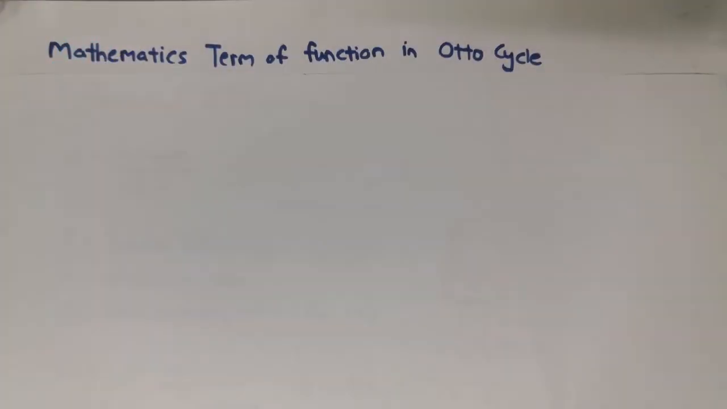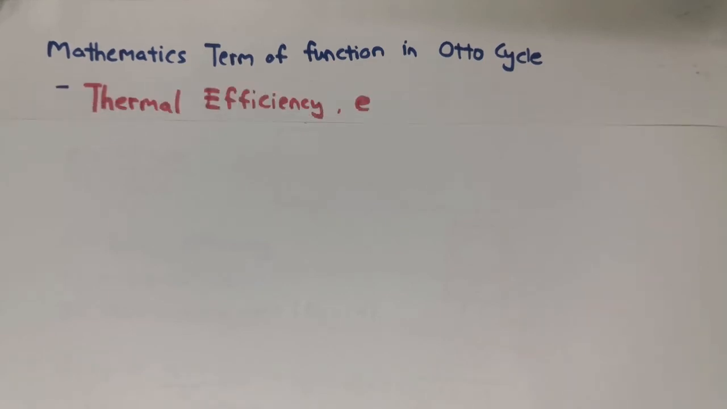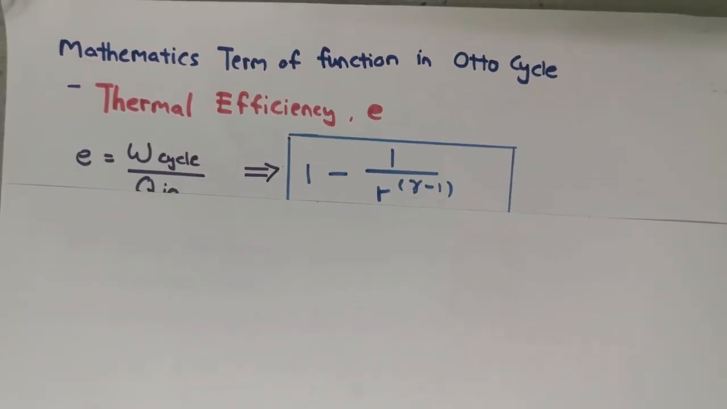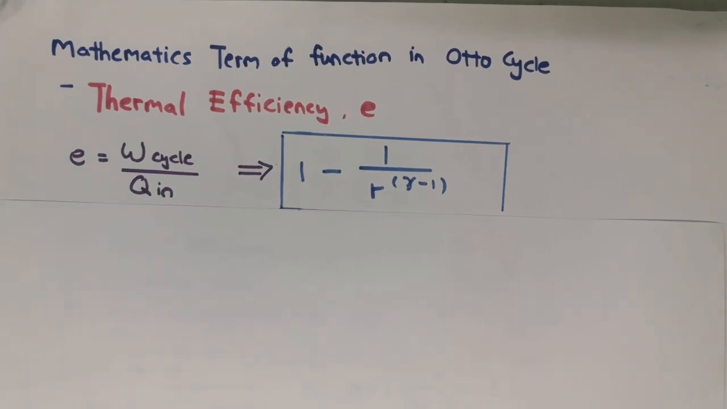Okay, just now my teammate already discussed the application and also the theory of Otto cycle. Now let's move on to the mathematical terms of function in Otto cycle. So this is the term that we use frequently in the Otto cycle, which is thermal efficiency. So here is the formula of the thermal efficiency. E is equal to the work cycle divided by the input energy. So from this formula, we can derive it into 1 minus 1 over R power of gamma minus 1.